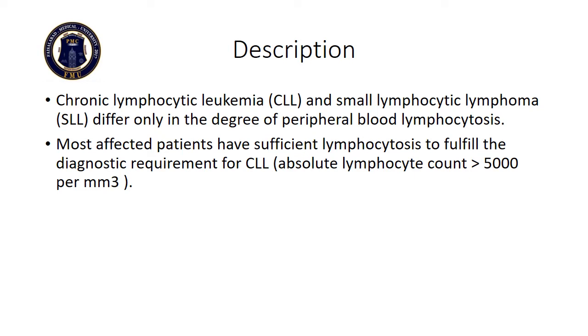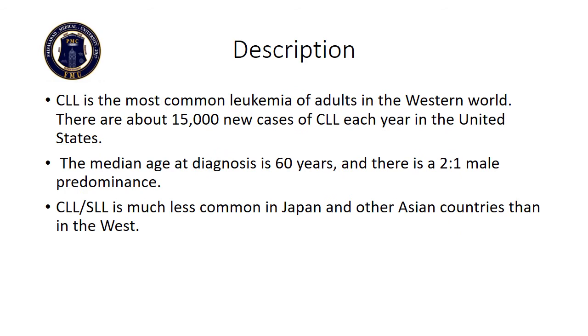Most affected patients have sufficient lymphocytosis to fulfill the diagnostic requirement for CLL, which is that the absolute lymphocyte count should be greater than 5,000 per microliter. CLL is the most common leukemia of adults in the Western world. There are about 15,000 new cases of CLL each year in the United States. The median age at diagnosis is 60 years and there is a 2:1 male predominance. CLL or SLL is much less common in Japan and other Asian countries than in the West.